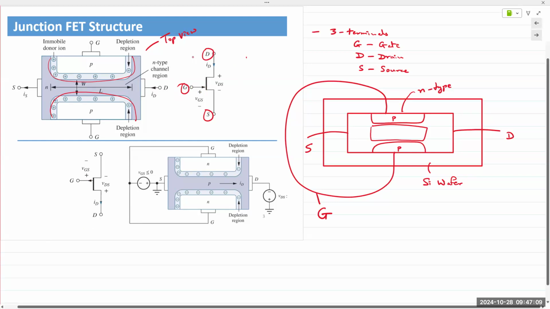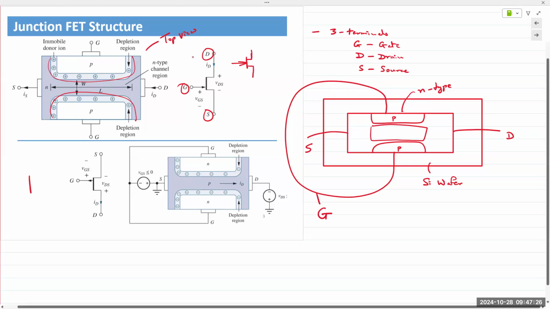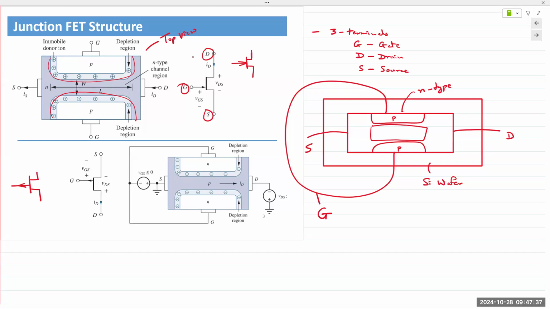Now, typically, you might see something like this. The arrow is in the center, not towards one end, not towards the drain or the source. But both conventions are still valid.